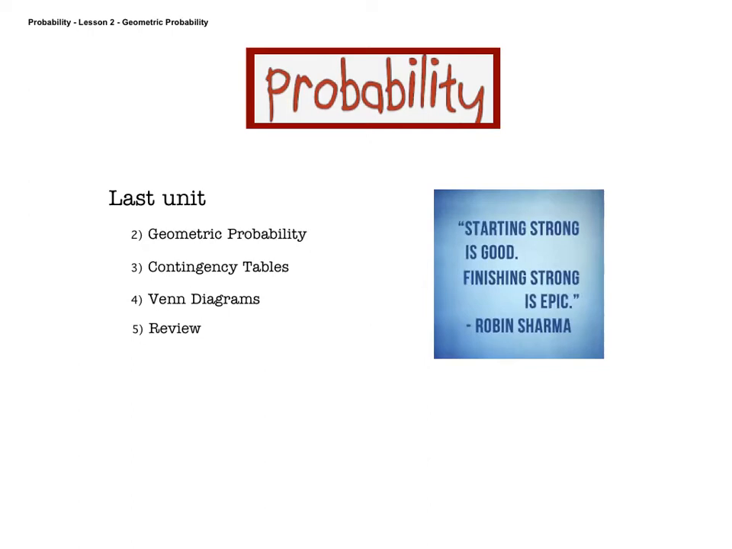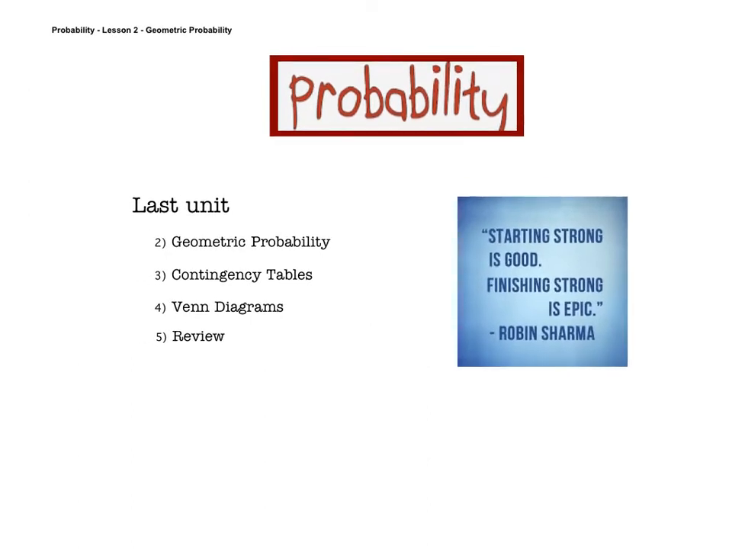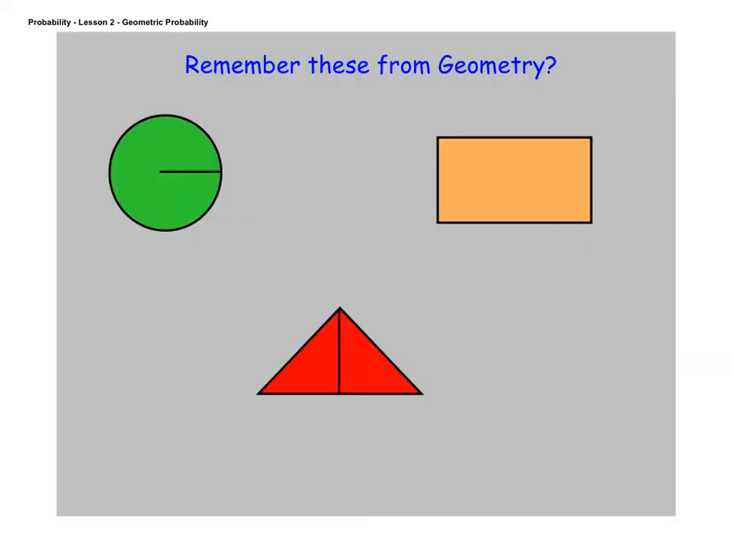Okay, today is day 2, geometric probability. Geometric just means that we're going to be dealing with shapes and probability. So some basic geometric area formulas, but otherwise. Okay, so these are the 3 formulas that you need to know from geometry.